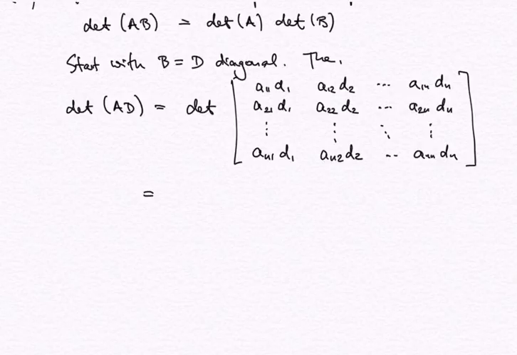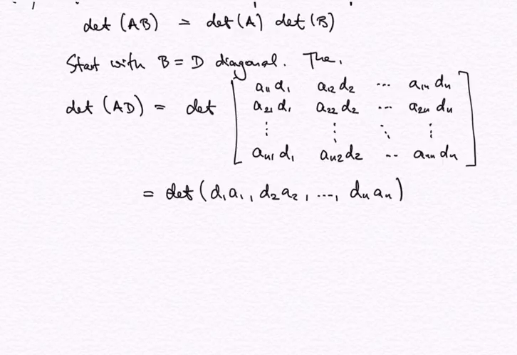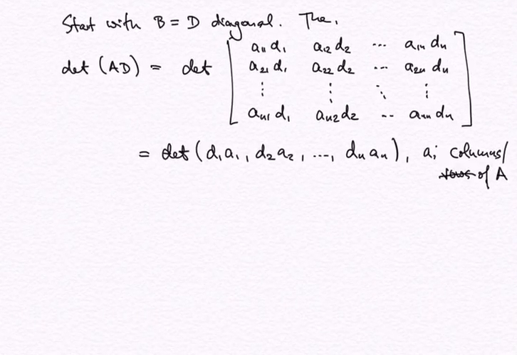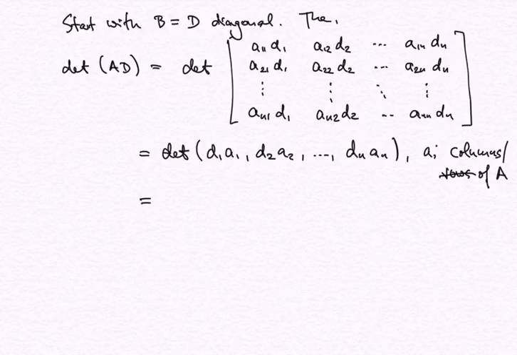So this is the determinant of D1, A1, D2, A2, and so on up to DN, AN, where the Ai are the columns of A. And so I can apply multilinearity in each argument, and I get that this is the product of the diagonal entries times the determinant of A1 through AN.